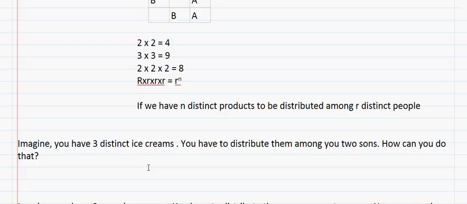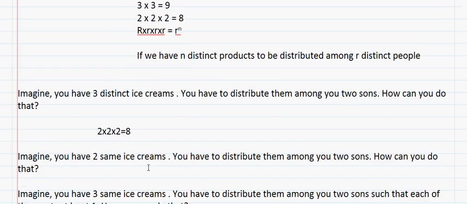Now imagine you have three distinct ice creams, and you have to distribute them amongst your two sons. How can you do it? So the first ice cream can go in 2 ways, the second again in 2, and the third again in 2, total 8 ways.